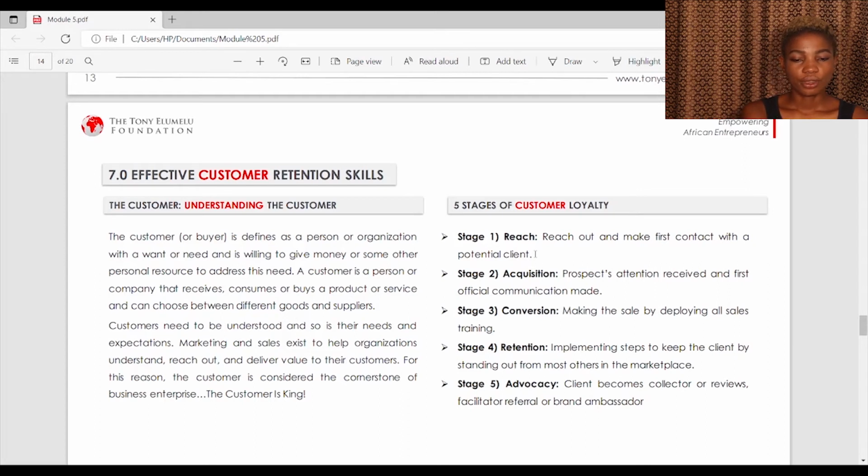Then acquisition: prospect's attention received, and first official communication made. A lot of people do different things to actually get a customer's attention. It could be your unique selling point that gets their attention, or maybe your branding, the way you brand your product. So they've seen your product and you've made your first acquisition.